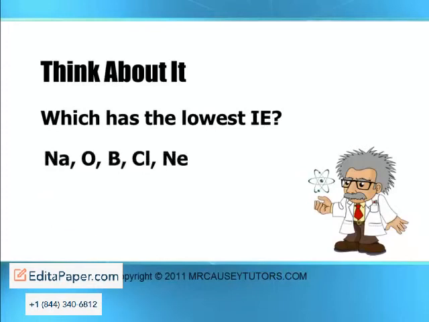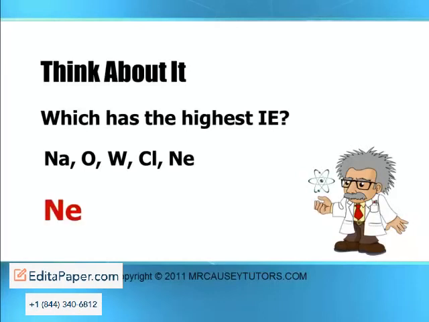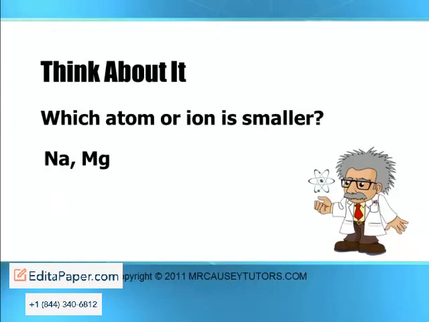Which has the lowest ionization energy? It should be sodium. Which has the highest ionization energy? Well, it would be the noble gas, so that would be neon, and it's neon. Which atom or ion is smaller? Magnesium. That's right. Now notice, they're in the same energy level, and magnesium is a little bit more to the right, so it's going to be a little bit smaller. It has a few more electrons and protons, greater attraction, and so it's going to be a little bit smaller than sodium.